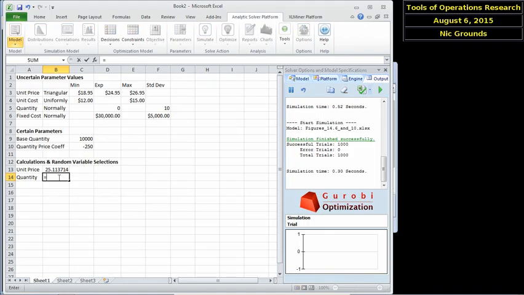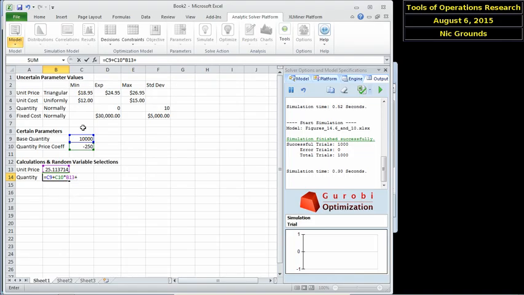And quantity is going to be an equation. We're going to take the base quantity, 10,000. We're going to add to that this coefficient parameter multiplied by the selected price. So once we've selected a unit price, we multiply that by negative 250, add that to 10,000, and then we're going to add to that this normally distributed random part for quantity.